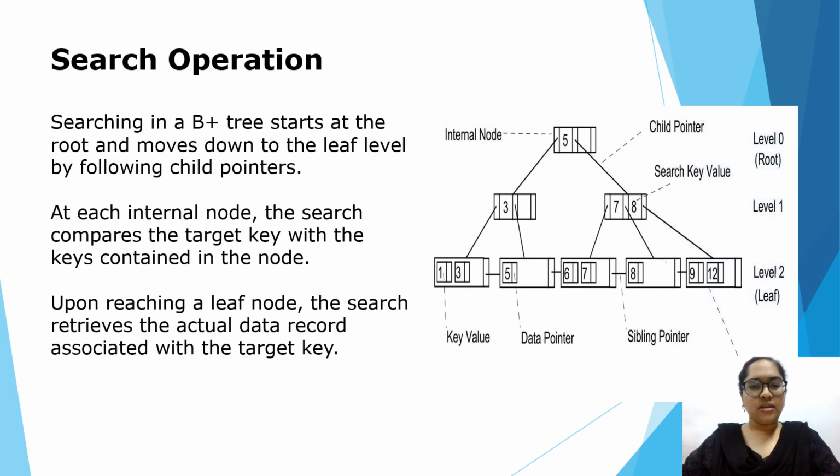The search operation. Searching in a B+tree starts at the root and moves down to the leaf level by following child pointers. For example, I have given a diagram. Let us consider that we are searching for a node with value 1, that is key value 1. It starts at the internal node and compares the key value with the internal node value. Since 1 is less than 5, it will move to the left side of the node, and it again compares with 3. So 1 is less than 3, so it again moves to the left side of the node.